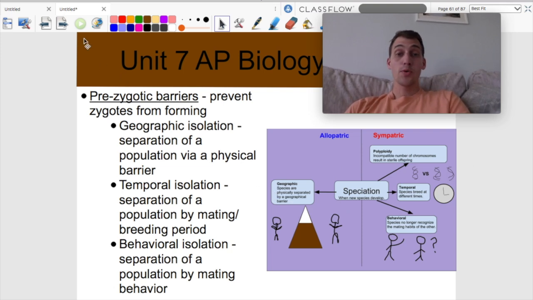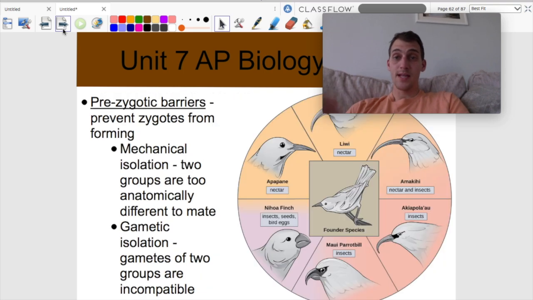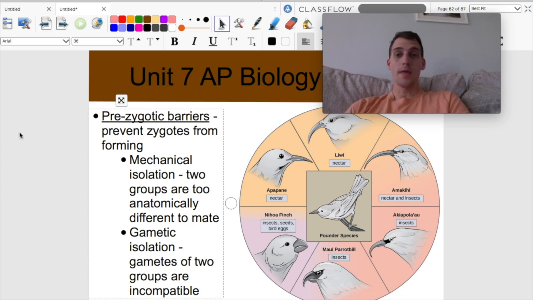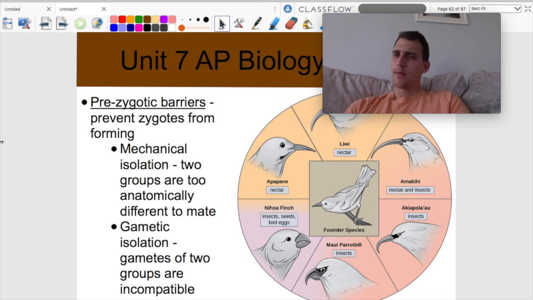But those are what we call pre-zygotic barriers. Those prevent a zygote from forming. And hang on a second. Oh, yeah, there are 2 more. I was like, wait, I'm on the wrong page. But no. Pre-zygotic barriers, 2 more, are mechanical isolation: 2 groups are too anatomically different to mate. Like, you can piece that together, right? Their parts will not allow them to produce new species. Makes sense. And gametic isolation: the gametes of the groups are incompatible, and therefore they cannot fuse and form a zygote.